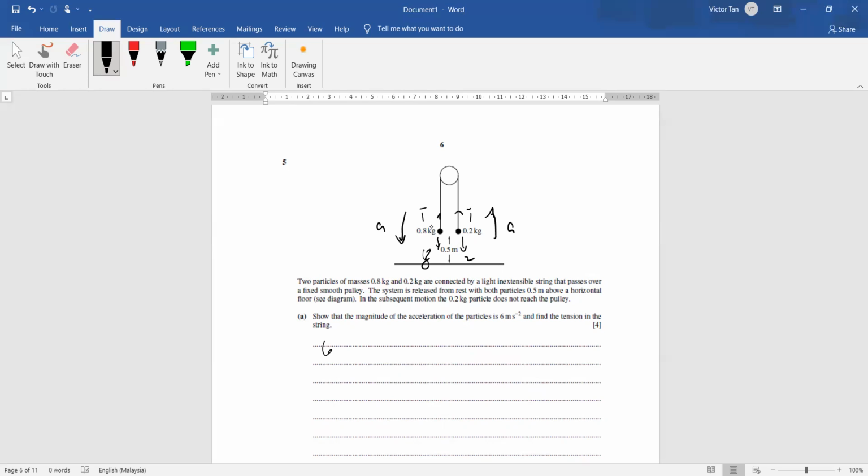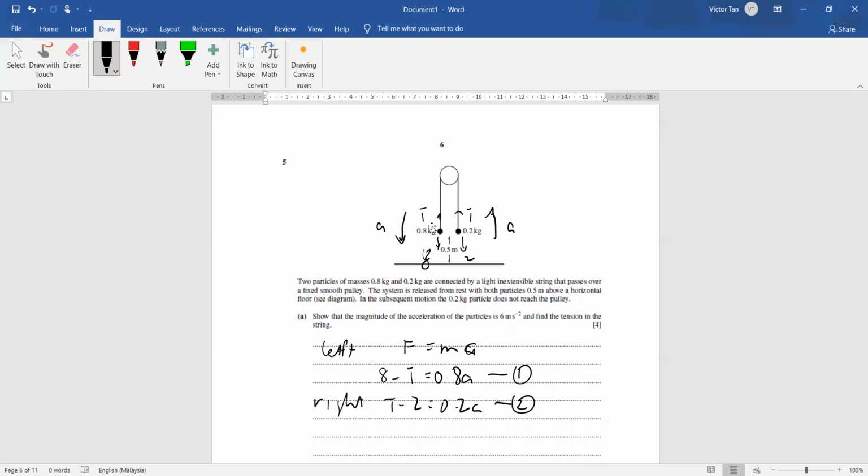So on the left, for a system of forces, the resultant force always equals mass times acceleration. So the resultant force is 8 minus T equals the mass times acceleration, 0.8A. This is the first equation. On the right hand side of the string, T minus 2 equals 0.2A. This is the second equation.